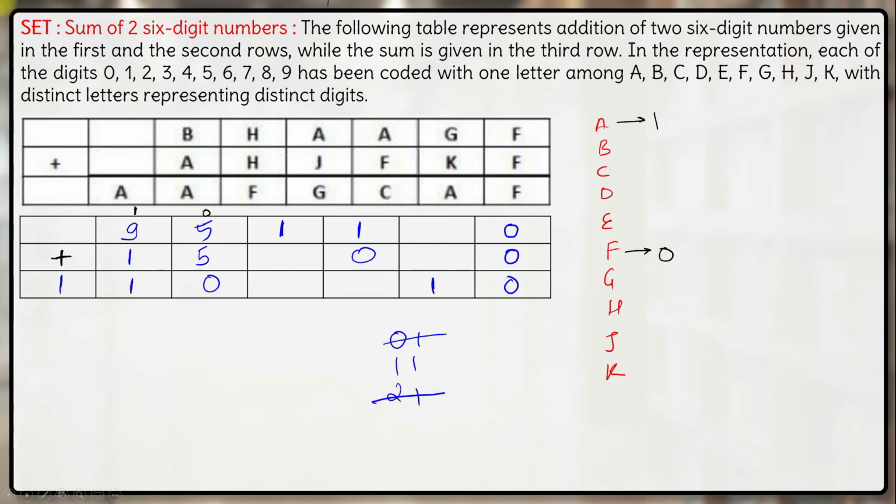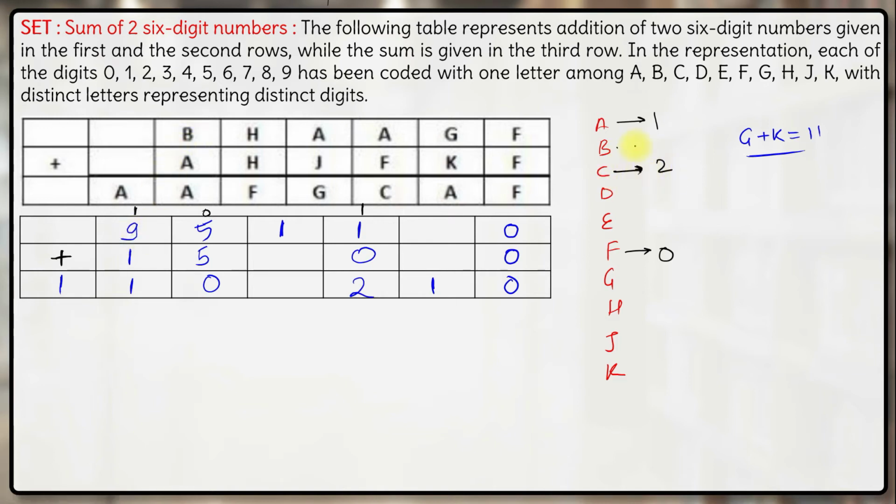Hence the only possibility is G plus K should be equal to 11. So from there 1 can be written over here and 1 will be carried forward. Okay. So now here what will be the value of C? C will be carry forward of 1 plus A plus 0. So C will be equal to 2 over here. Okay. So C is 2.